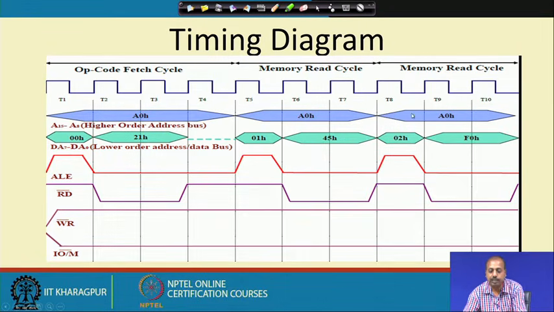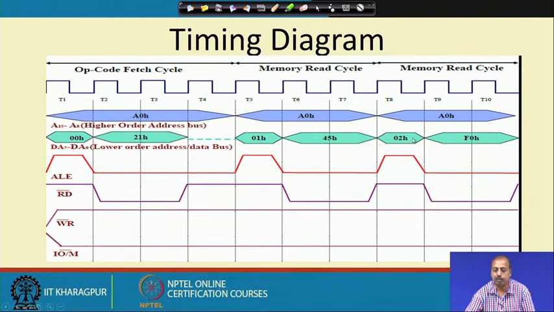After that, it comes to the next memory read cycle, where again it puts this A0 hex onto the higher order address bus, and the next address, 02 hex, is put onto the lower order address bus. Actually, these constitute the program counter. This higher order address and lower order address combine together into the program counter register, and after every memory fetch or memory read operation, the program counter is incremented. This is an instruction fetch operation that is going on, so till the complete instruction has been fetched, the program counter value goes on incrementing.